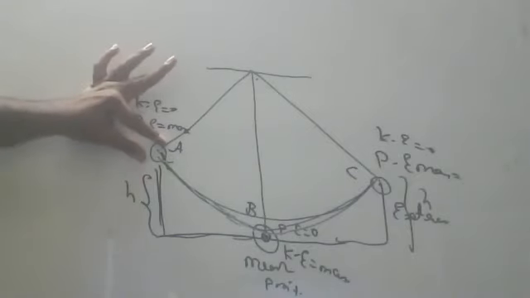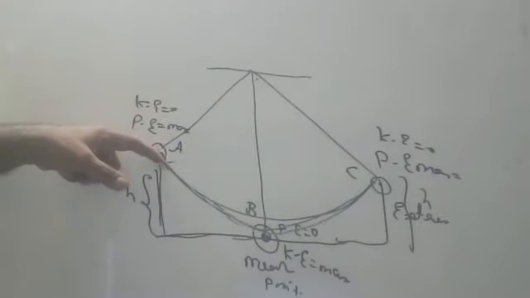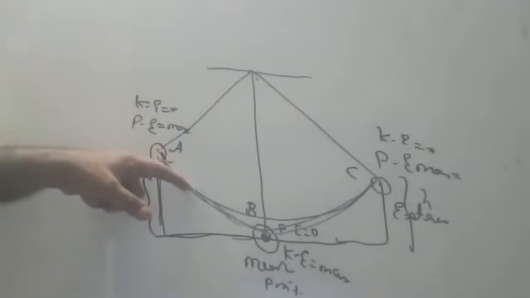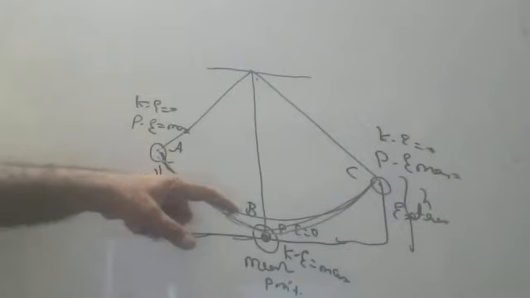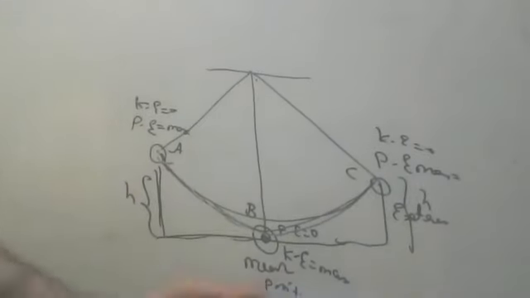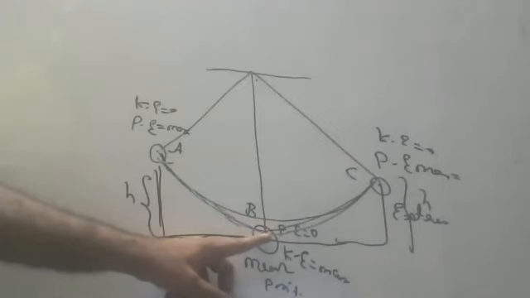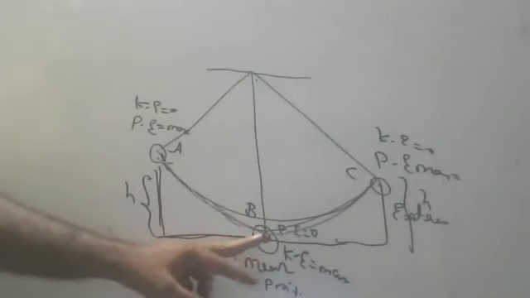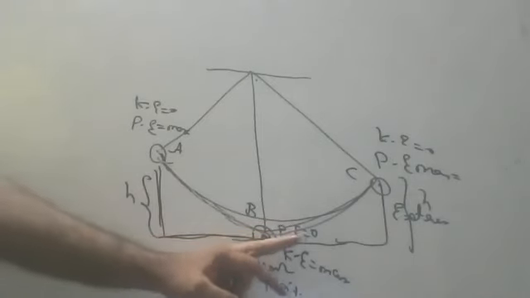Here potential energy is there. When I release it, it will go like this and come like this. When it is going, potential energy keeps on converting into kinetic energy. Here, potential energy becomes zero and kinetic energy will be at its maximum. And from here onwards, it's going up naturally.